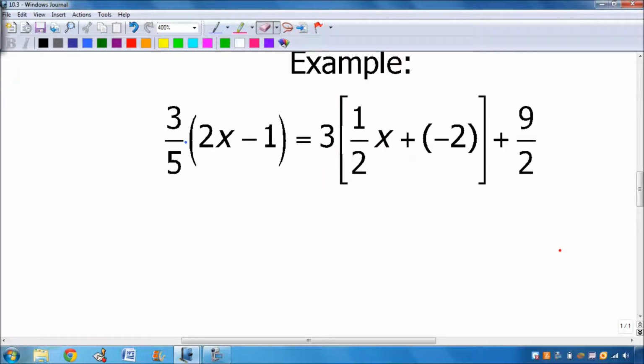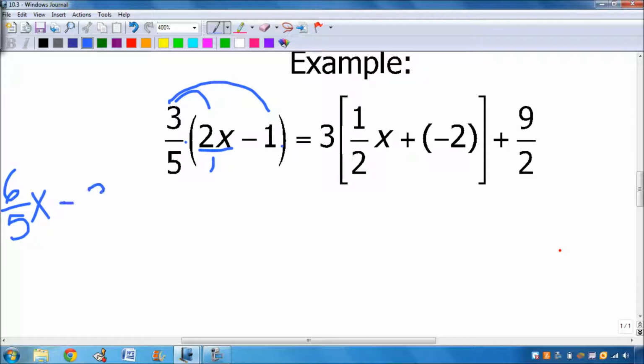All right, so let's follow our steps to solve our example that's in front of us right here. Our example has an equation right here. It's 3 over 5 times (2x minus 1) equals 3 times (1/2 x minus 2) plus 9 over 2. So step 1 says to distribute. So we're going to go ahead and distribute our values right here. So this is 3 over 5 times 2 over 1. So you end up getting 6 over 5x. All right? And then you've got 3 over 5 times negative 1.